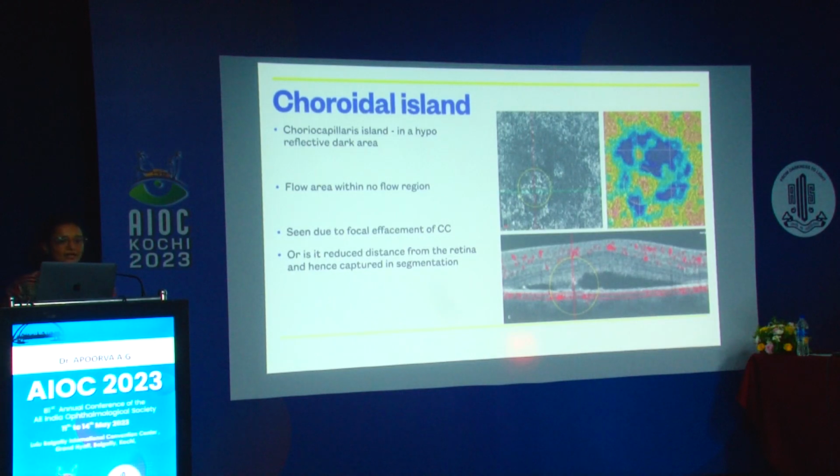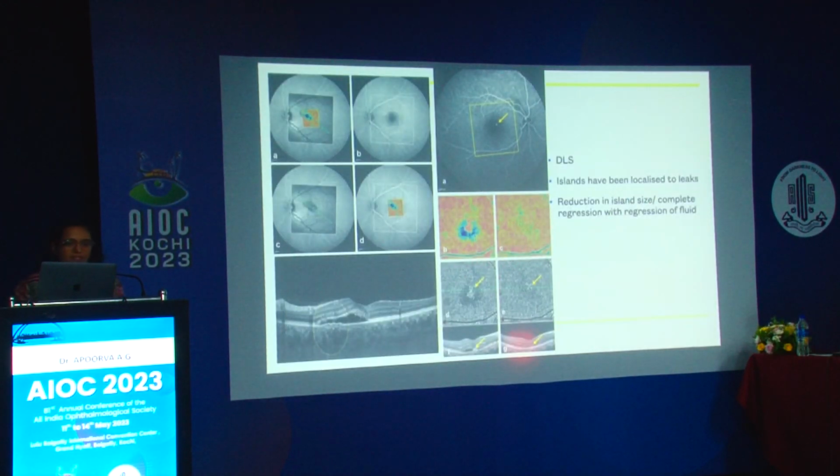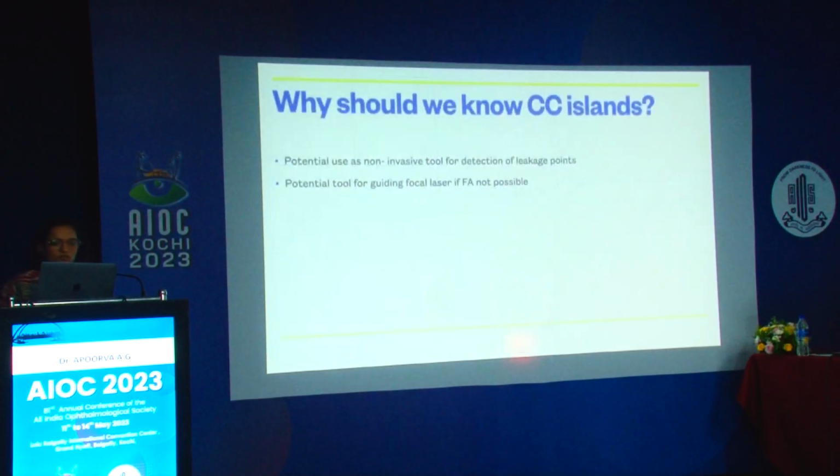So choriocapillaris island is a CCI. It is a hyperreflective flow in the choriocapillaris in a background of hyporeflective dark area, and the flow area within a no-flow region is what an island is. It is because of a focal effacement of the choriocapillaris. I'm not sure if it is that, or it is a reduced distance from the retina and hence captured in segmentation. And islands have been localized to leaks. A reduction in island size is seen post-treatment or after regression of the fluid.